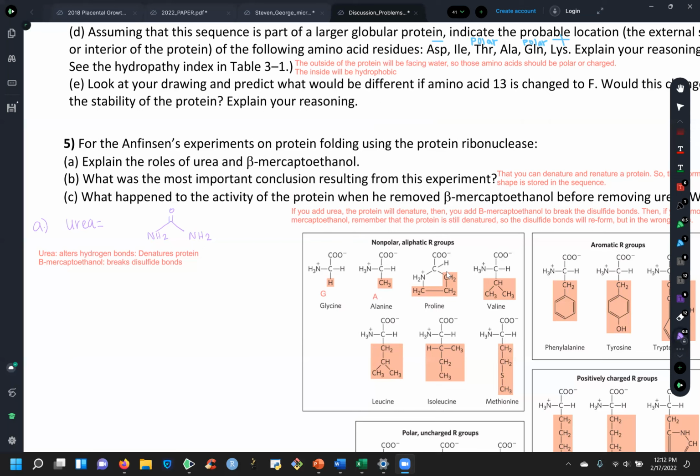But if he uses urea and beta mercaptoethanol, the urea is going to denature the protein. It's going to unfold it. And then the beta mercaptoethanol is going to go in and break those bonds. So your protein is going to be fully unfolded. And remember, it's going to be in a liquid solution.